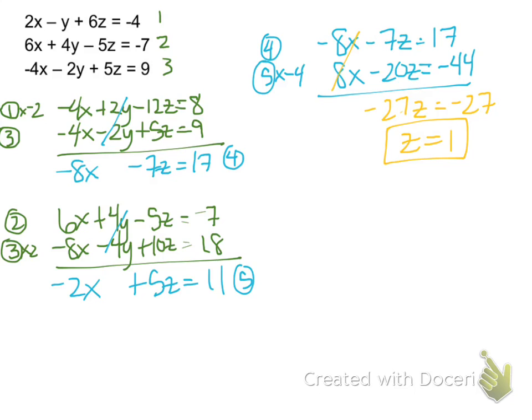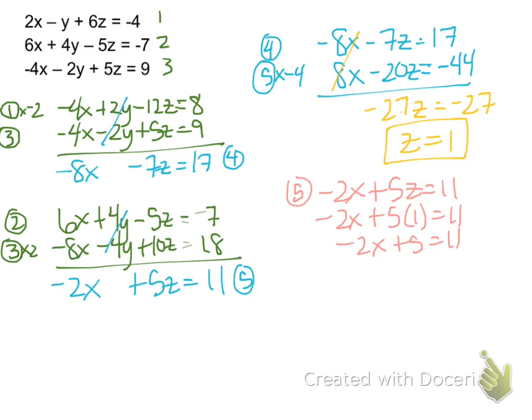Now I can take this and substitute it back into either equation 4 or 5, because I have an equation with x and z for both of those. And since I know what z is, I could find x. So I'm going to take equation 5 and plug 1 in for z. And now if I go ahead and solve this for x, we'll see that we get x is a +3.